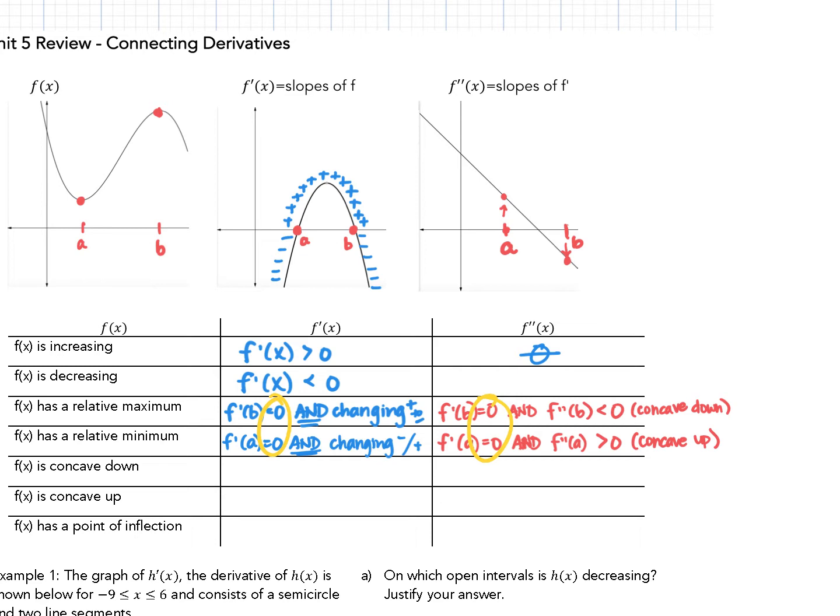Okay, f of x being concave down. How can we tell that from the first derivative? Well, looking at the first derivative, if that's what we're given, this whole section would represent the original graph being concave down, because the slope of the first derivative, which is the second derivative, would be negative. So f being concave down means that we could say that the slope of f prime of x is negative.